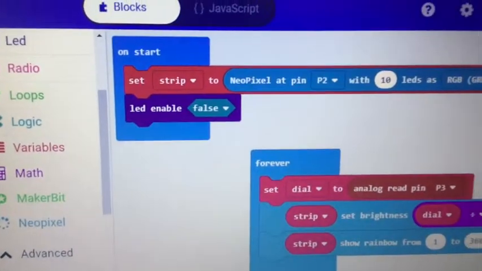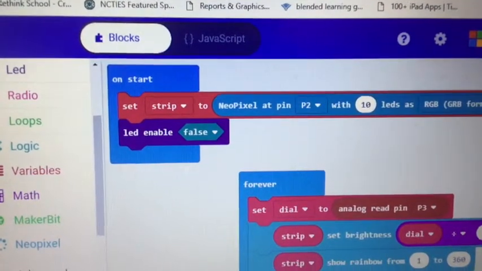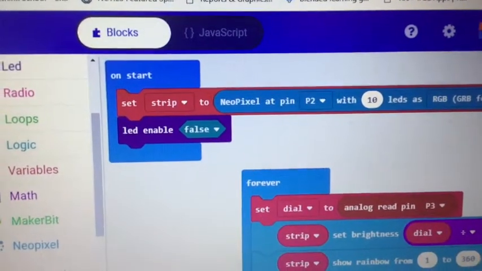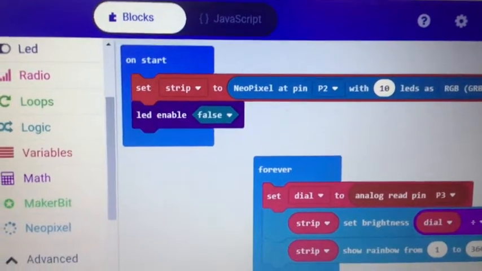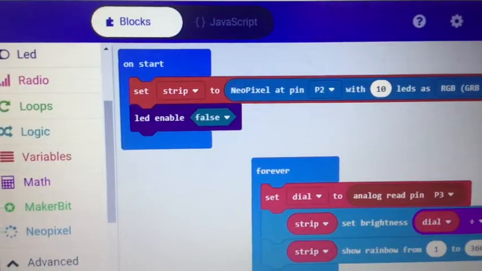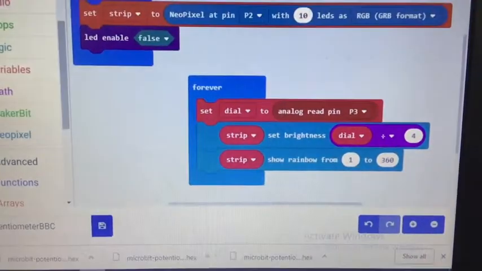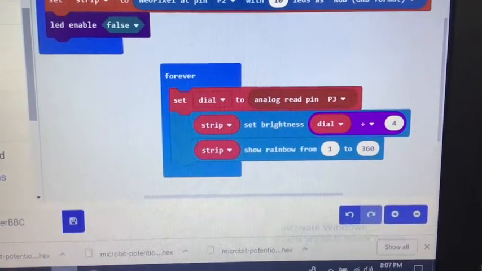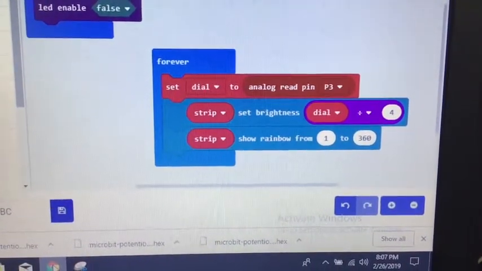Again, set up a NeoPixel strip on pin 2. That's where they're at on the BitBooster. Turn off the LED array, the 5x5 array, because pin 3 is part of that LED array. And then, again, I created a variable called dial. Call it whatever you want. And I set it to read analog pin 3.